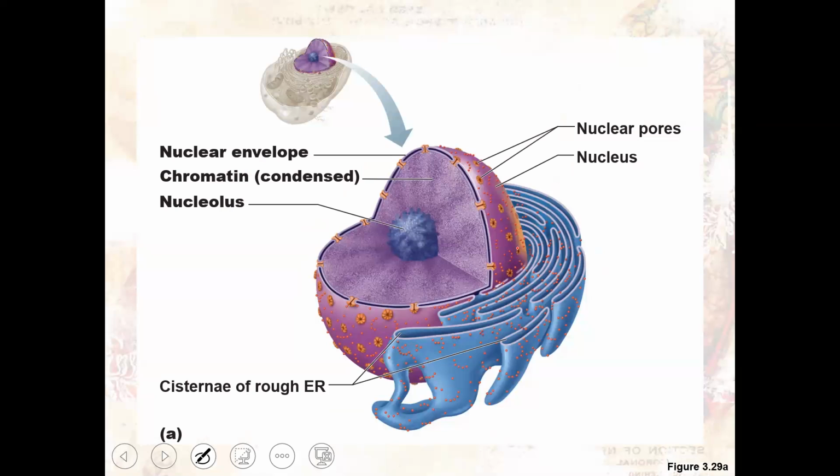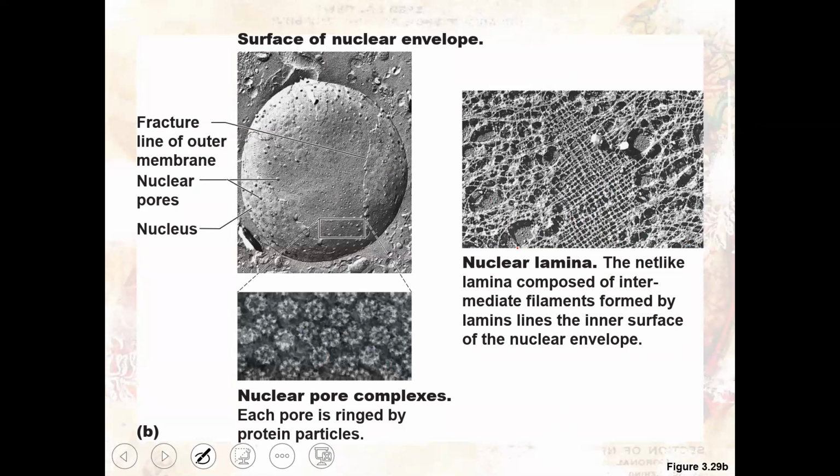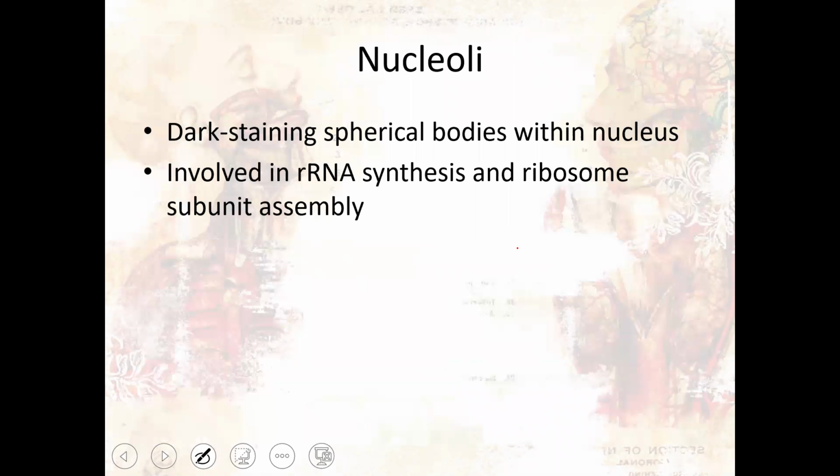There's the nucleus. In the center, you see that darker body, the nucleolus, attached to the rough endoplasmic reticulum on the outside. The nuclear envelope surrounds the outside, a double membrane barrier, and the rough endoplasmic reticulum is continuous with it. Here's a picture of the nuclear envelope. You can see the little pores there and this lamina that holds the nucleus together. The nucleolus in the middle has ribosomal RNA. It's involved in assembling ribosomes.